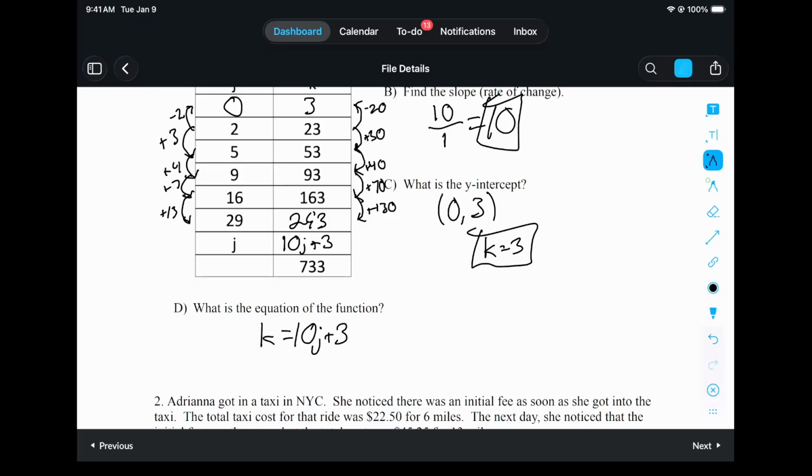So we already know what k equals. K equals 733. 10j plus 3. If we subtract 3 from both sides, 730 equals 10j. Divided by 10, j equals 73. Hooray!